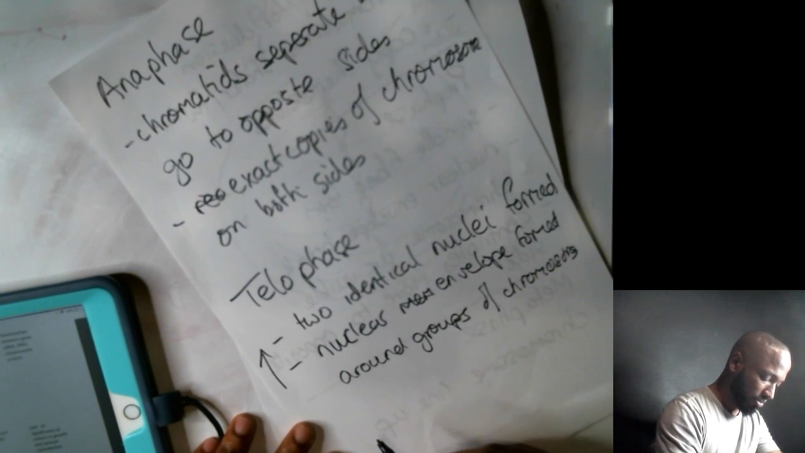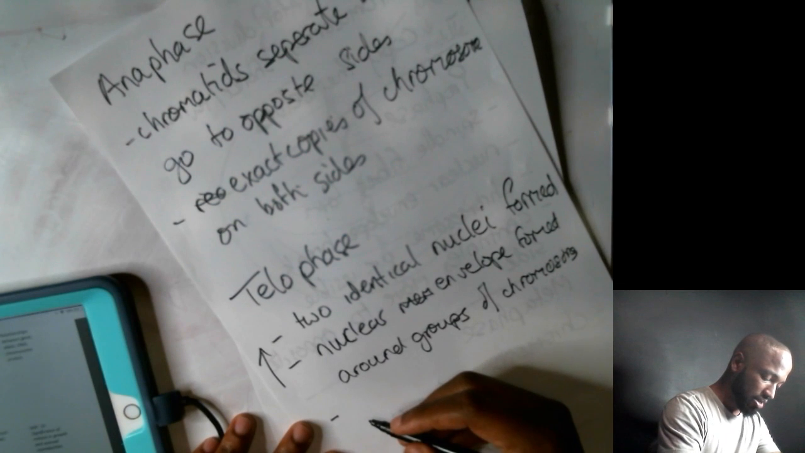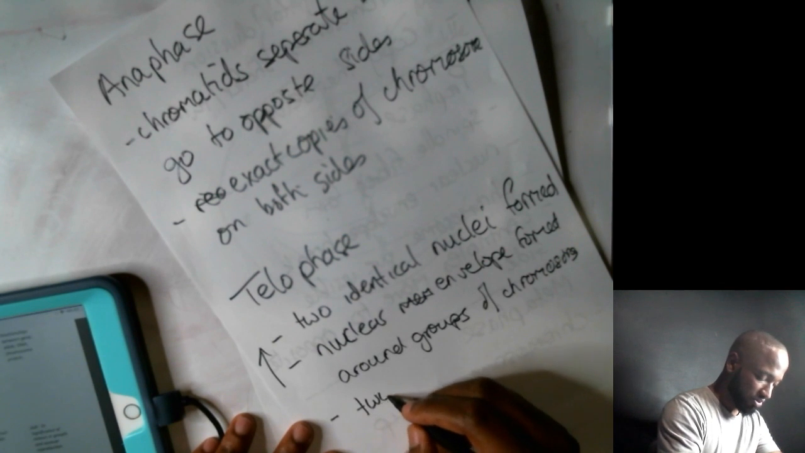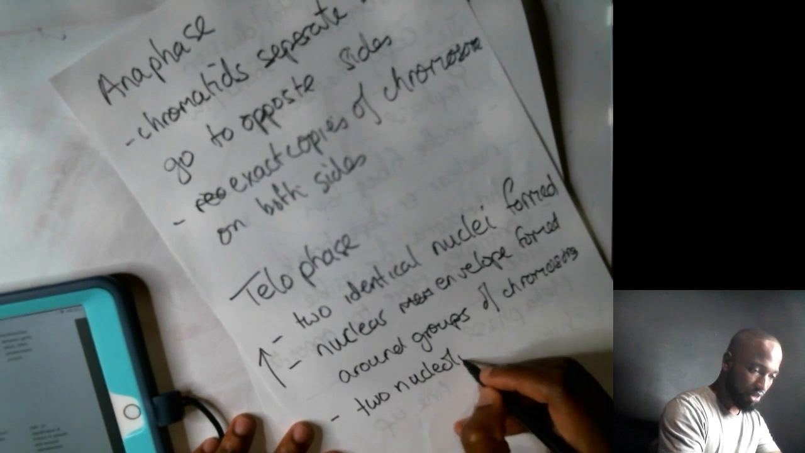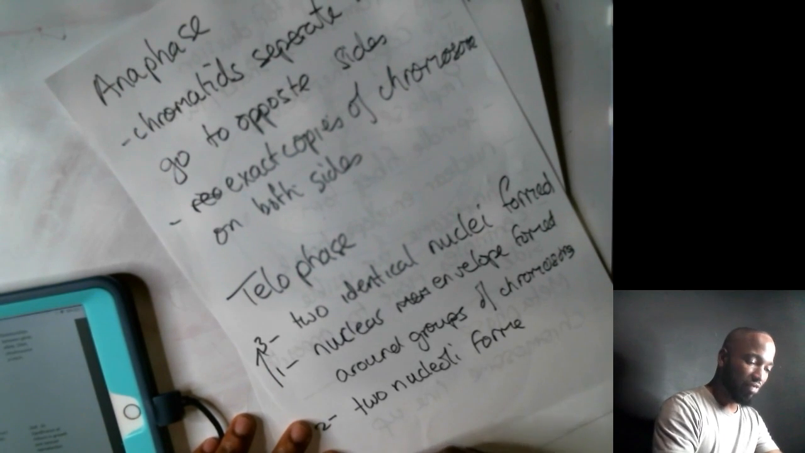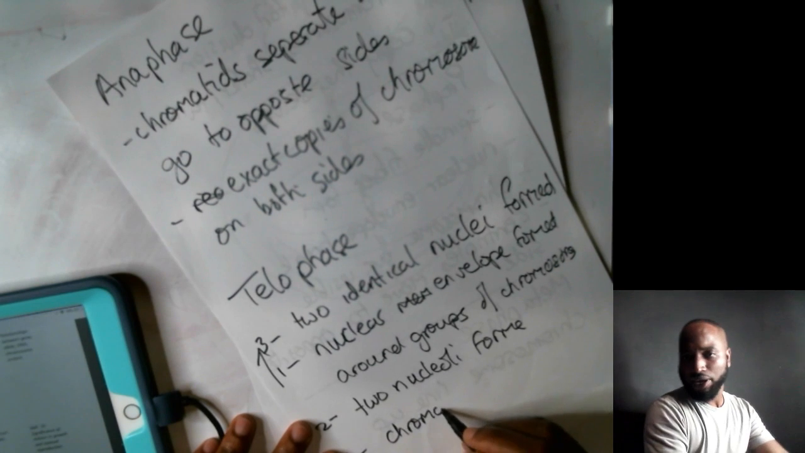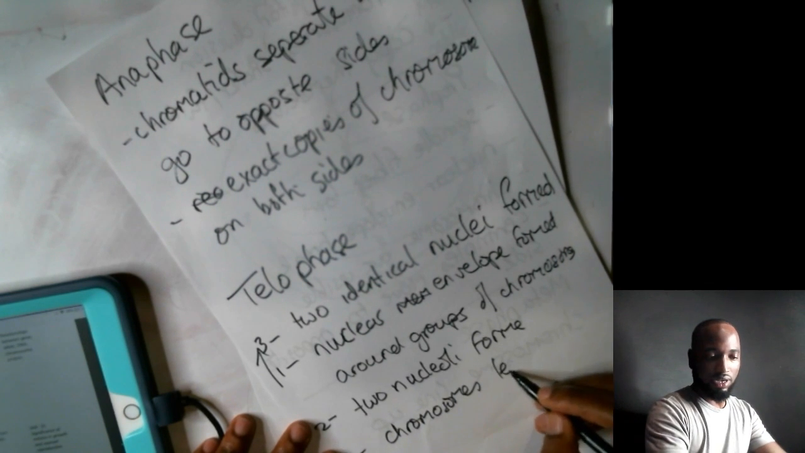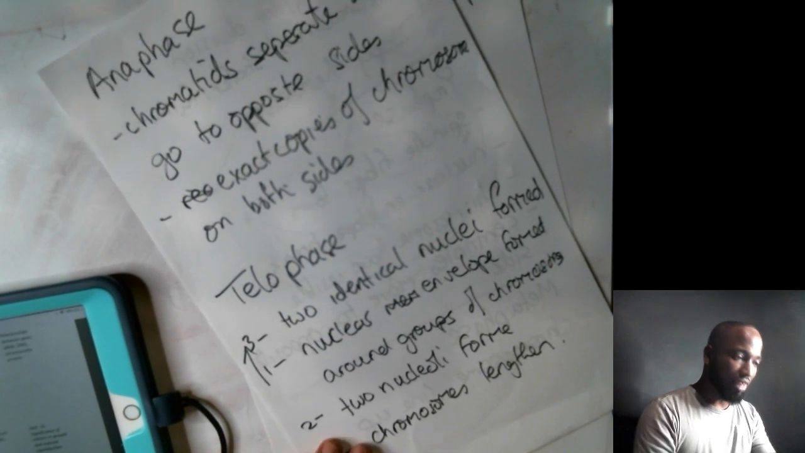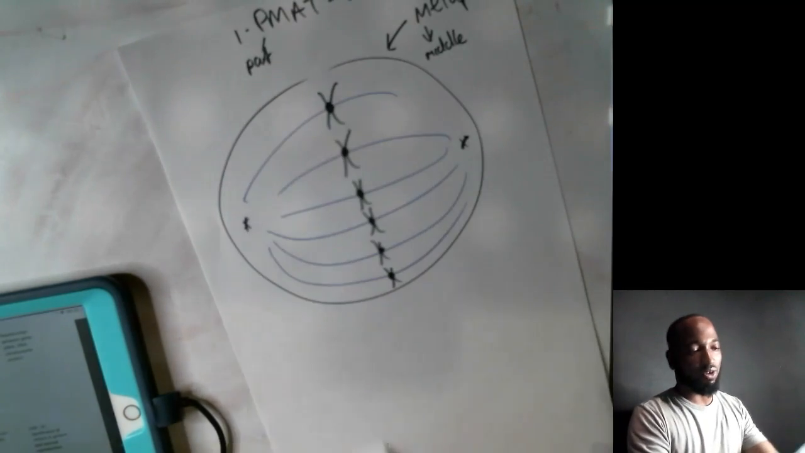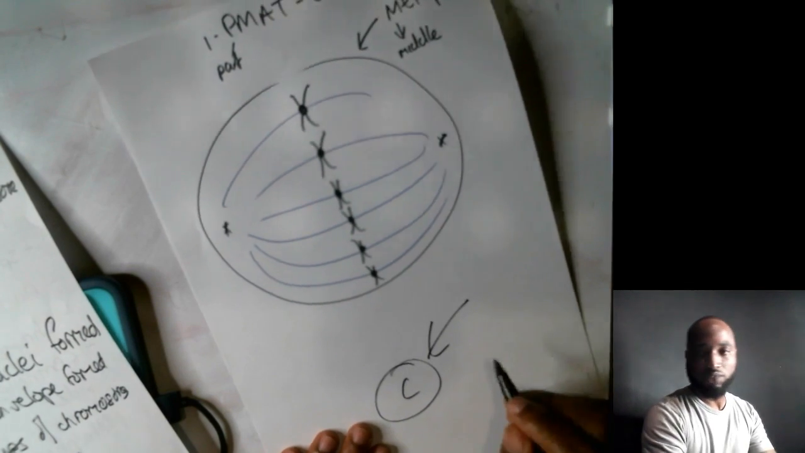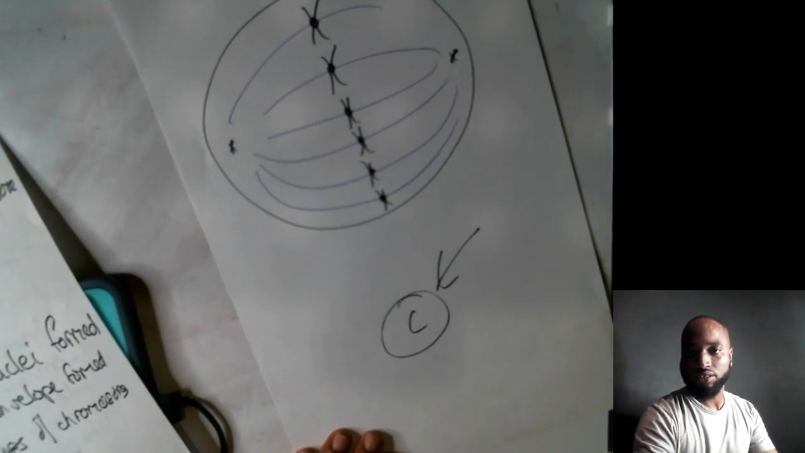Then you have two nucleoli forming as well. So this is like 1, this is like 2, this is like 3 here, and 4 is the chromosomes lengthening. Anybody put that? Lengthen. Don't forget the chromosomes could begin to lengthen there. And then finally, after you have that whole PMAT thing, then you're going to have C. C is what? The C is what?